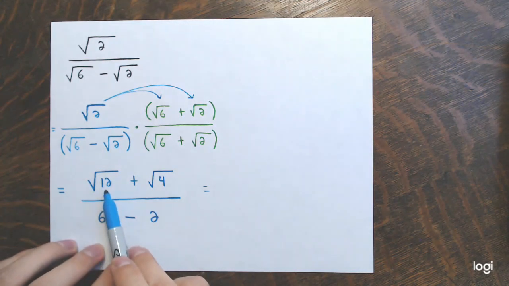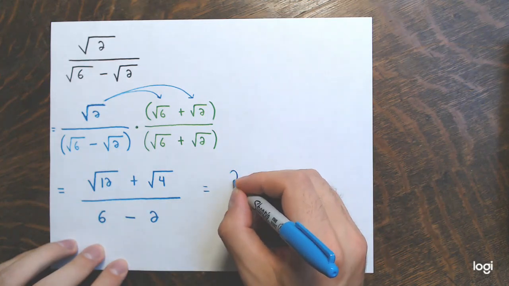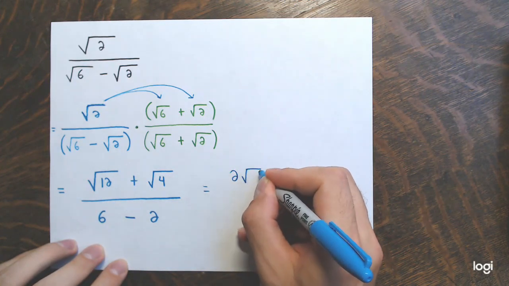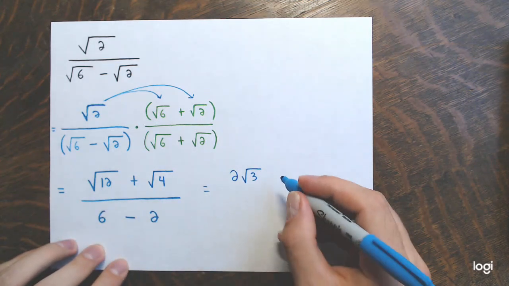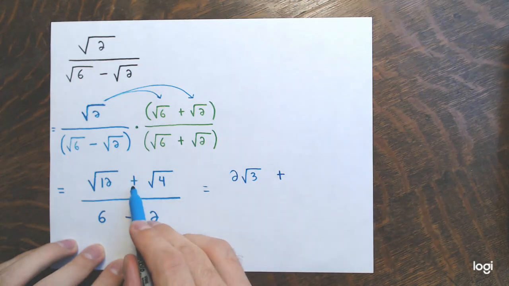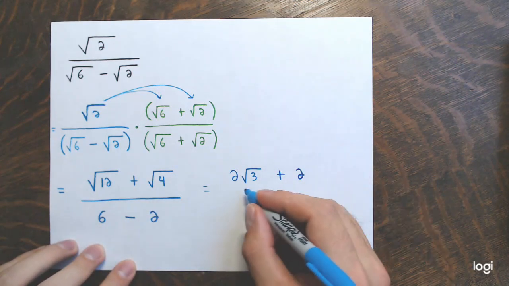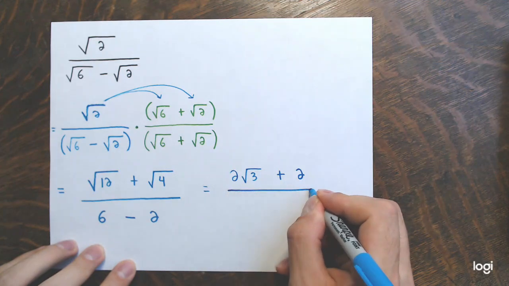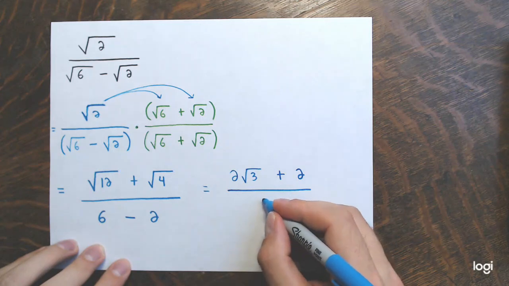The square root of 12, right, you can break that apart to the square root of 4 times the square root of 3, and the square root of 4 is 2. So the square root of 12 simplifies to 2 times the square root of 3. Right, that is the square root of 12 simplified. Plus, and then the square root of 4 is simply 2. And then all this in the numerator divided by, and the denominator is simply 6 minus 2. That's 4.